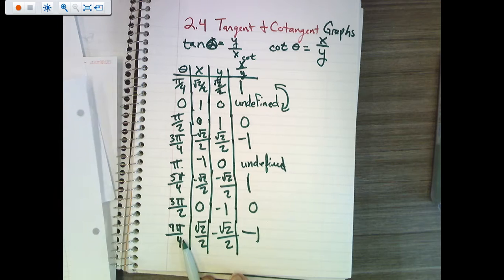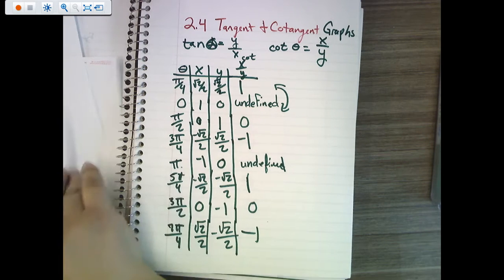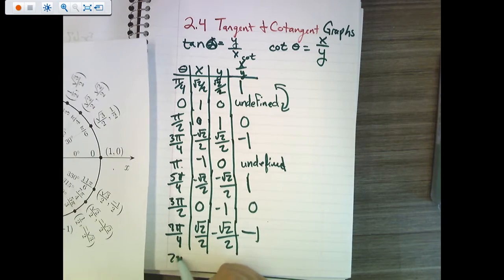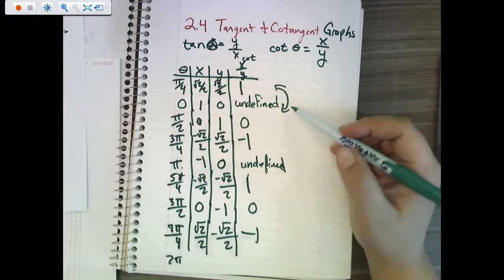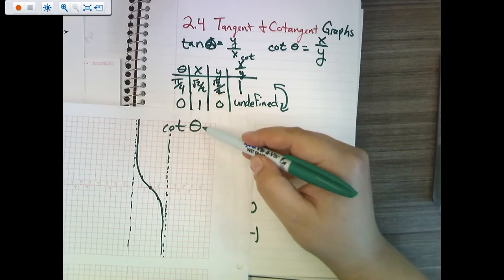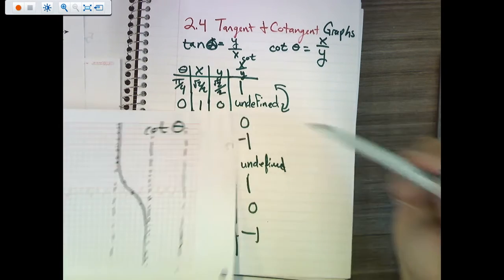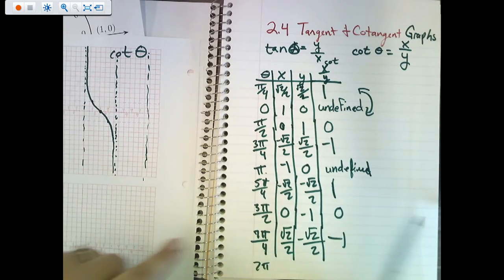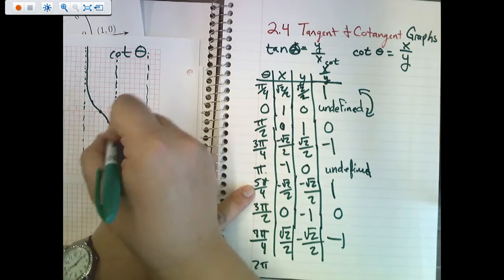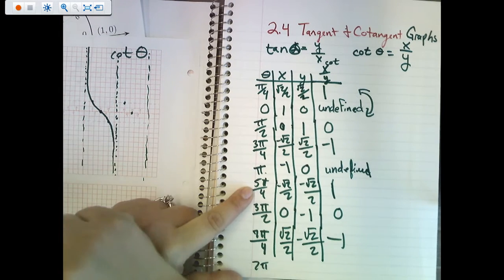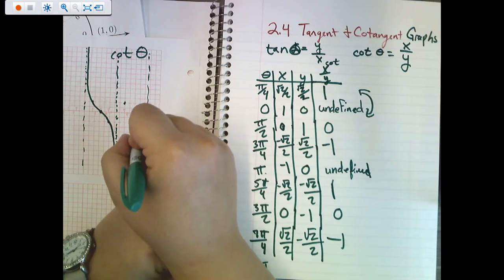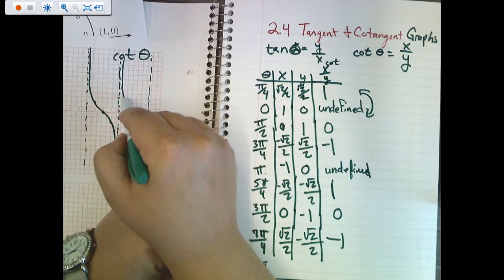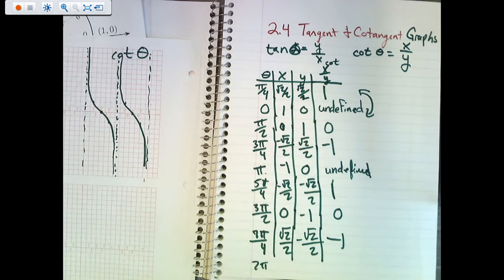So even if I go all the way to 7 pi over 4, and then get back to 2 pi, I have the same thing that I had at 0. So that's just this same thing again, and I have another vertical asymptote at 2 pi. Then I have a 1 at 5 pi over 4, a 0 at 3 pi over 2, another -1 at 7 pi over 4, so I have that another swoopy deal. That swoopy deal is like the basic cotangent graph.